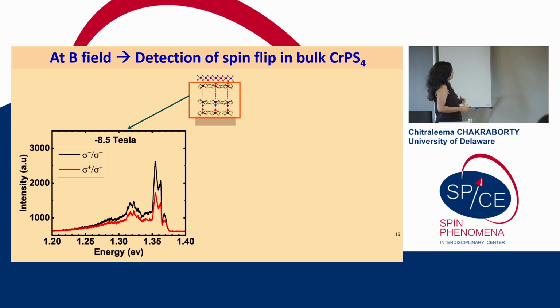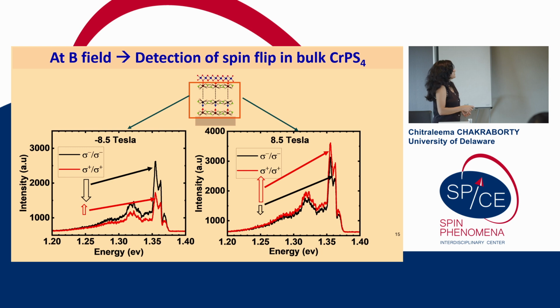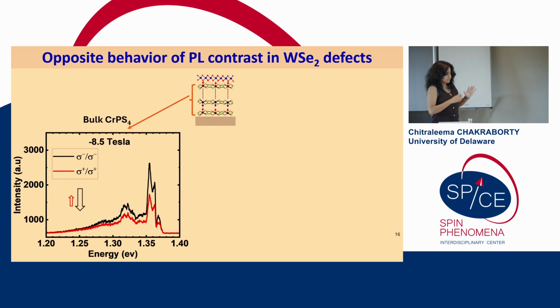So we start with minus 8.5 Tesla, and again looking just at the CrPS4 bulk, we see a change in contrast in the CrPS4 bulk. You also have the opposite change when you flip the magnetic field, and this gives you the spin flip in the bulk CrPS4. Essentially, this tells us there is now an imbalance in the populations of the moments, because you are of course aligning most of the moments along the direction of the field. So that's that. The bulk CrPS4 is clear. Of course, if you use the magnetic field, you are magnetizing most of the moments.